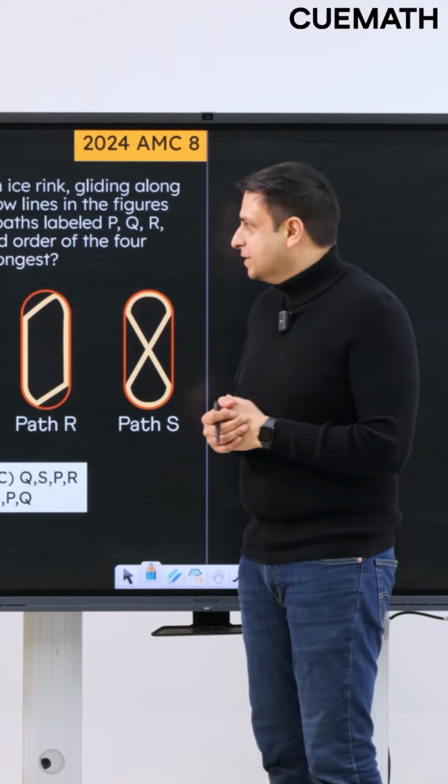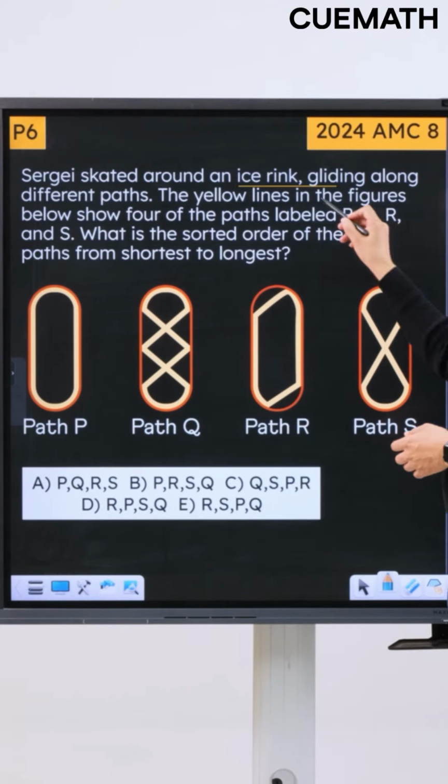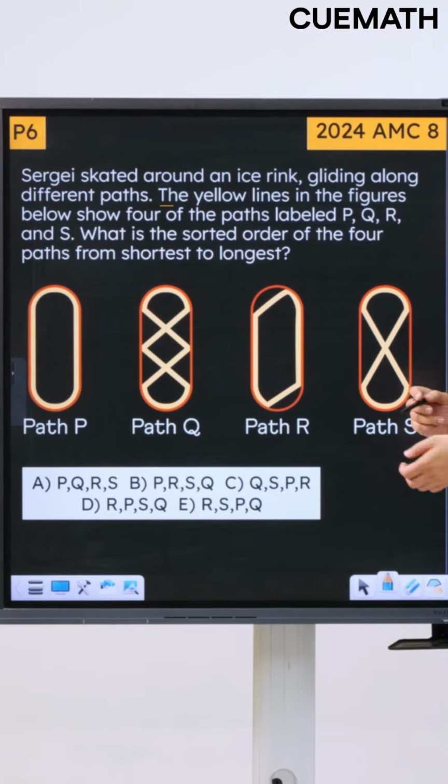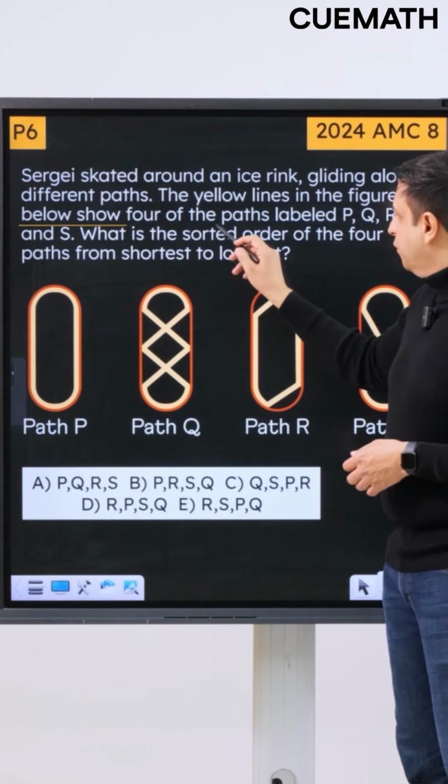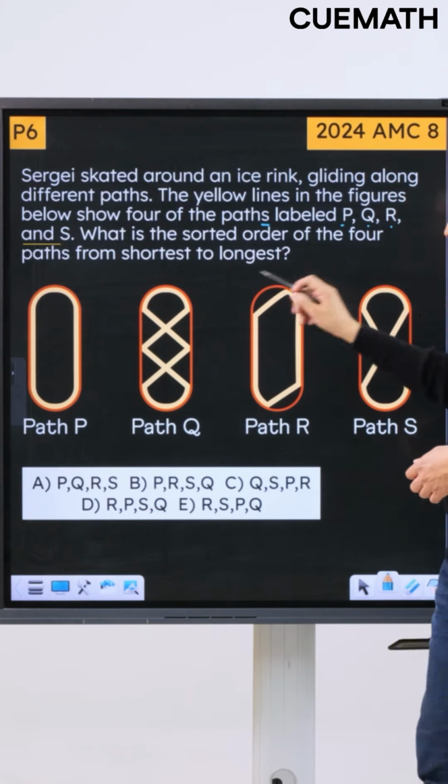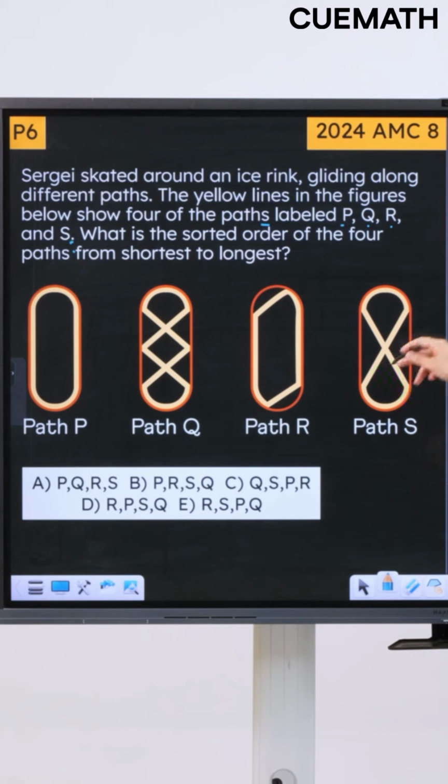Now here is problem 6. Sergey skated around an ice rink gliding along different paths. The yellow lines in the figures below show 4 of the paths labeled P, Q, R and S. So we can see 4 possible paths that Sergey has taken. What is the sorted order of the 4 paths from shortest to longest?